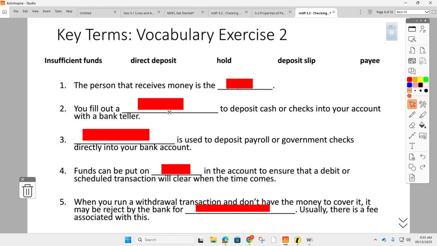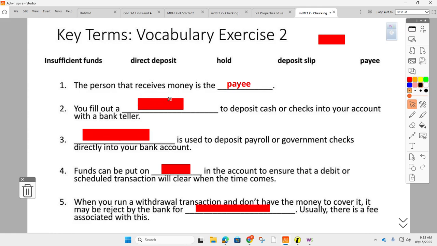The person who receives money is what? What do we say the person who receives the money out of these 5 words? What do you think that is, Layla? The payee. Who's the person that pays money? What do we call them? The payor, right? So the payor and the payee. If I write a check to Evan, I'm the payor, he's the payee.